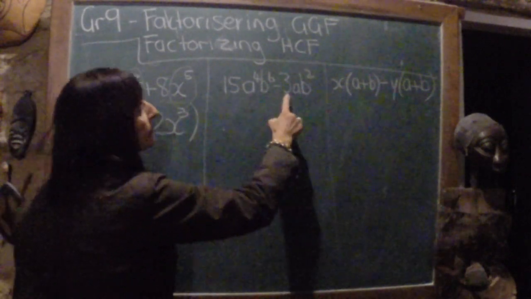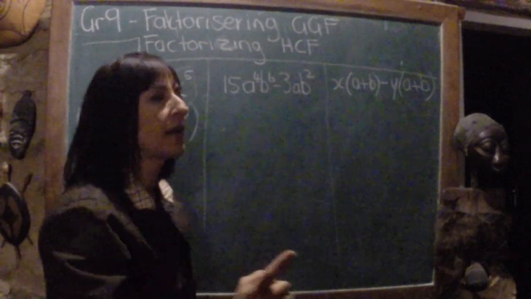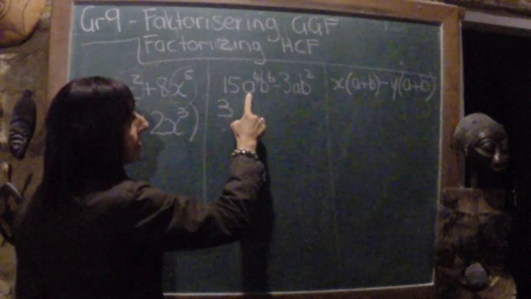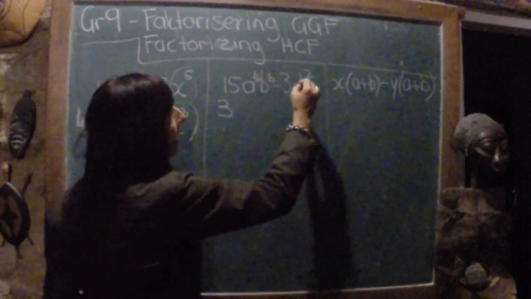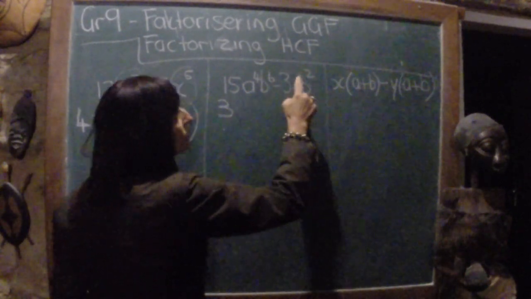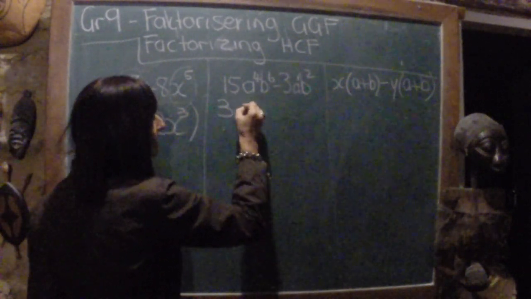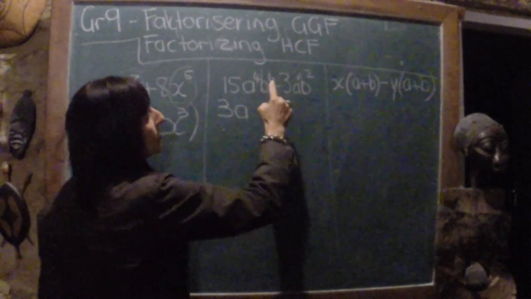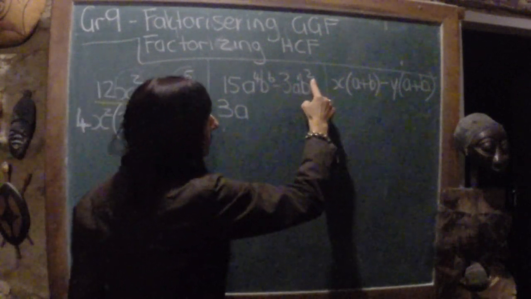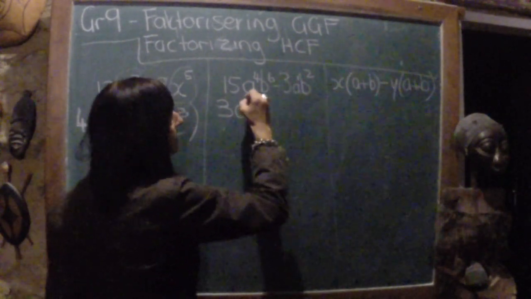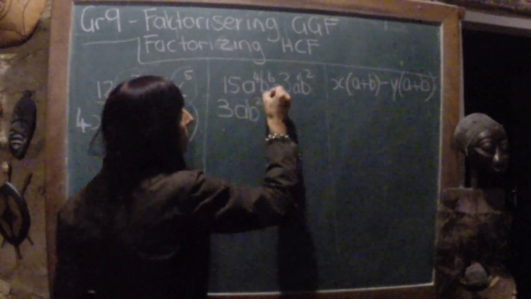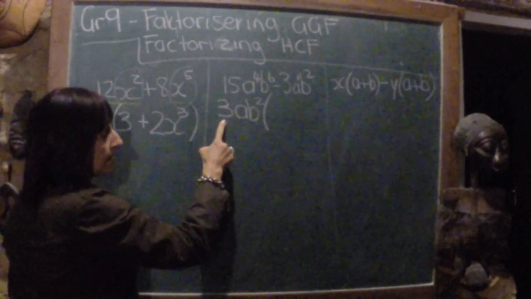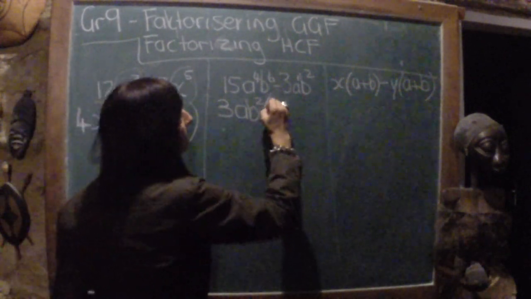Kom ons doen dieselfde ding hier. Ek het 15 en 3. Wat is die grootste ding wat ek uit al twee uit kan haal? Only 3. A to the power of 4, a to the power of 1. The smallest exponent I must use is a to the power of 1. B tot die mag 6, b kwadraat. Die kleinste eksponent is b kwadraat. Maak dadelik my hakie af. 15 gedeel deur 3 gee vir my 5.